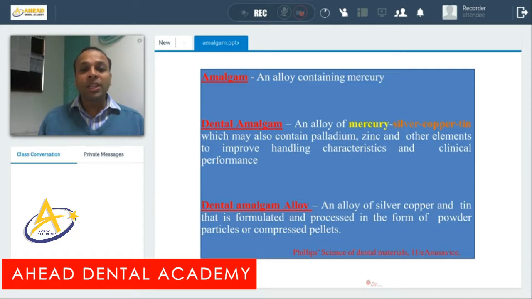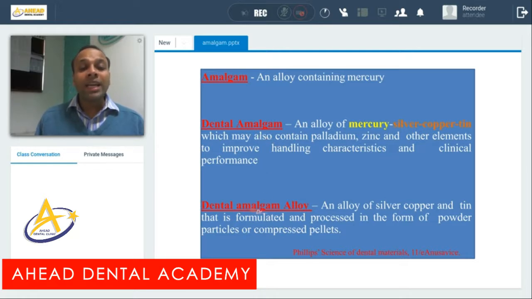The first terminology is amalgam. Now, what is an amalgam? It is an alloy containing mercury. We normally mix the alloy and the mercury, and after mixing, the homogeneous mass that is formed is what is known as amalgam. Now, what is a dental amalgam? An alloy of mercury, silver, copper, tin, which also contain palladium, zinc, and other elements to improve handling characteristic and clinical performance. That is what a dental amalgam is.